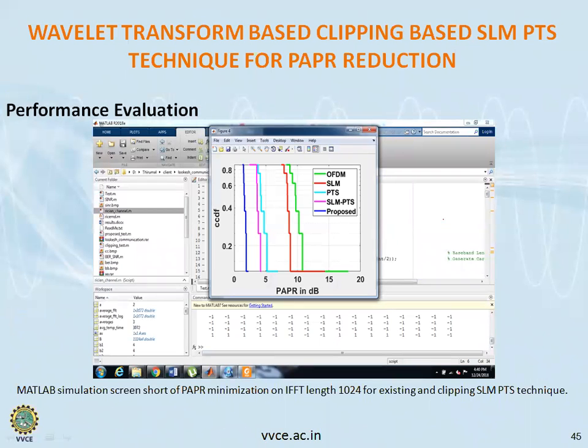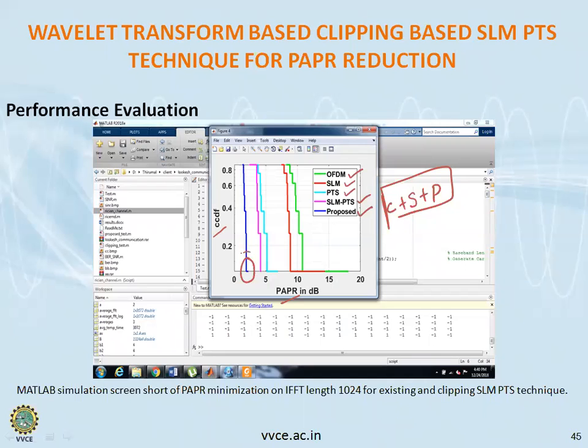Therefore, we can see the proposed, that means OFDM as the fundamental logic, selective mapping, partial transmission, the combination of selective mapping and partial transmission, and the proposed. The proposed means the combination of clipping, selective mapping, and partial transmission sequencing. From all these techniques, when we compare PAPR versus the complementary cumulative distribution function, we could say that it has a very low value.